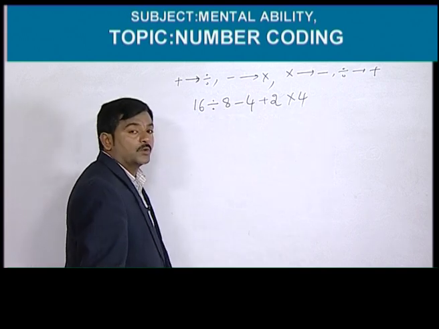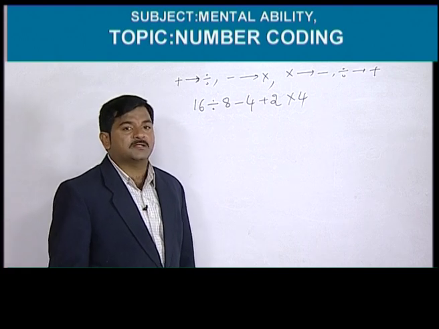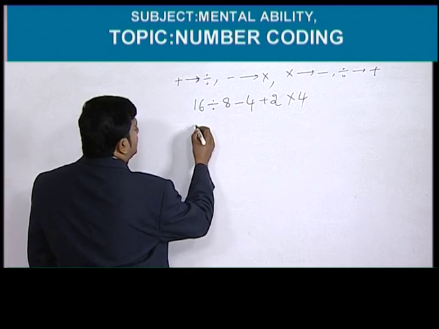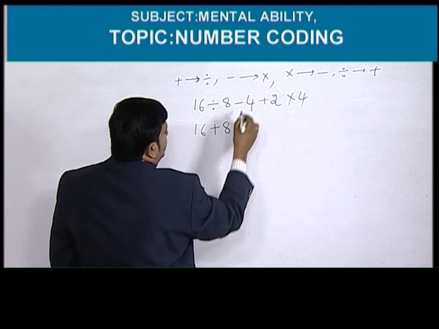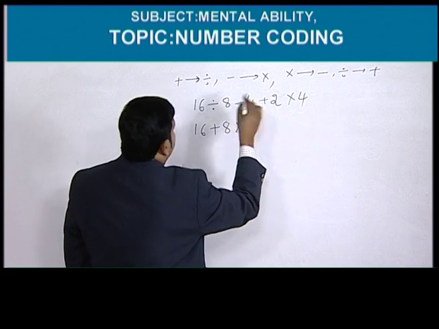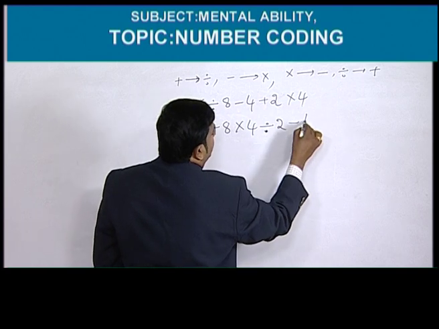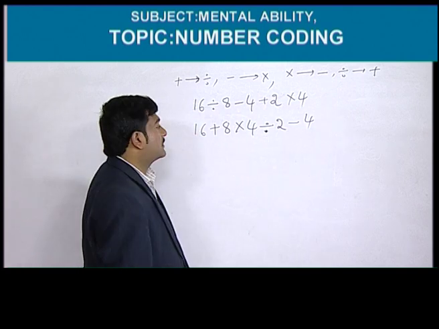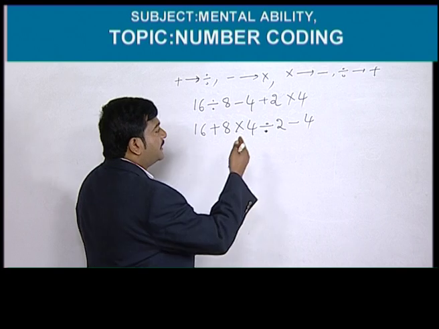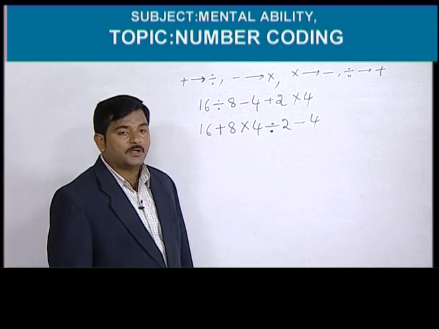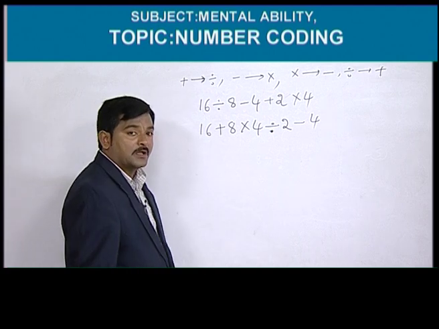So we simplify and substitute the corresponding codes he asked us to take, then apply the BODMAS rule concept. 16 is as usual. Divided by means plus 8. Minus means into 4. Plus means divided by 2. And finally into means minus 4. Divided by means plus, minus means into, plus means divided by, and into means minus. You have to apply the BODMAS rule for this step, not for the previous step. I hope you understood.